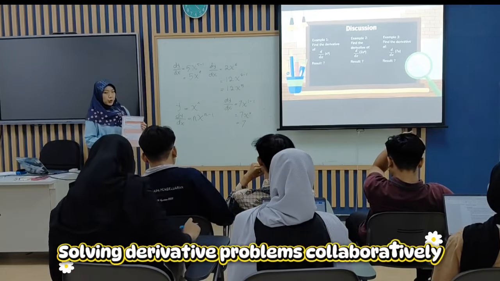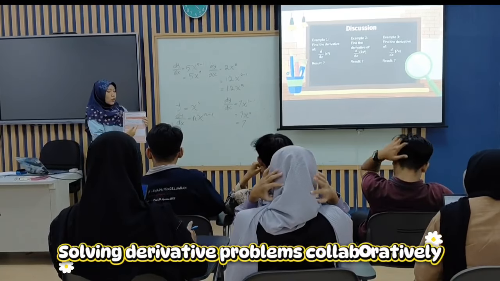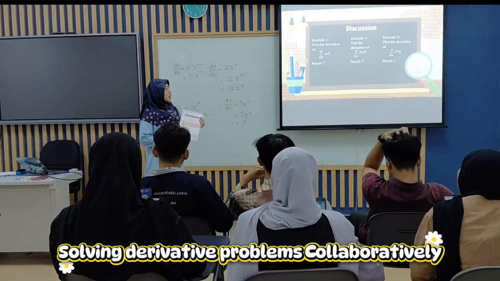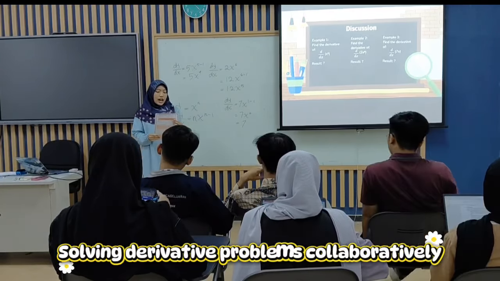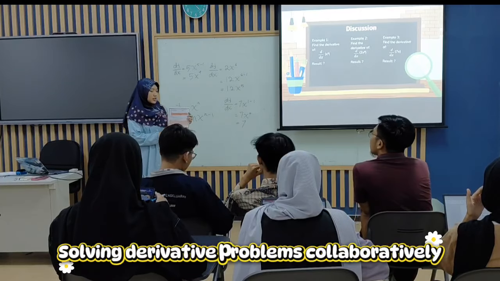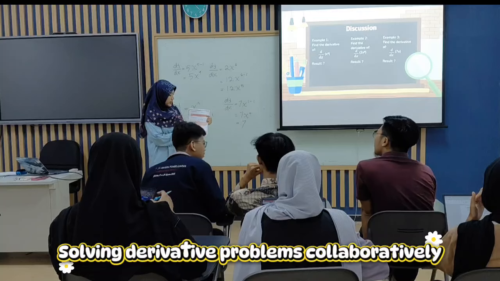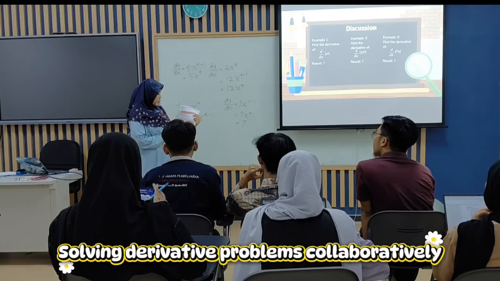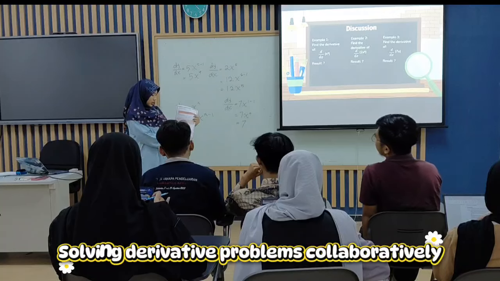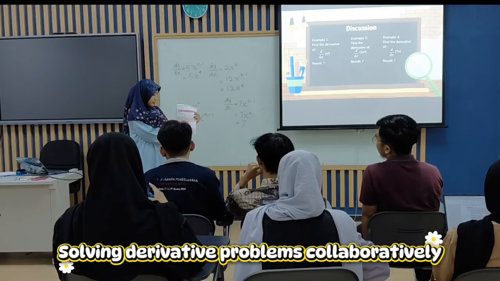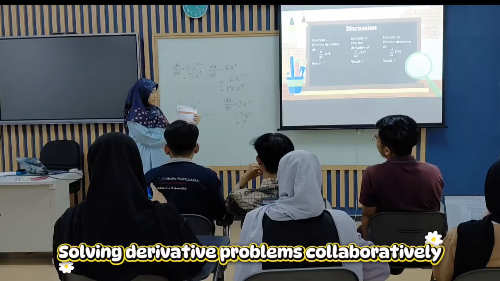Please work in groups. Each group will work on a worksheet. Show each step clearly using the power rule. Problem 1. Find the derivative of the function. Show each step using the power rule. Problem 2. Given the function, rewrite the function using exponent form and find the derivative using the power rule.